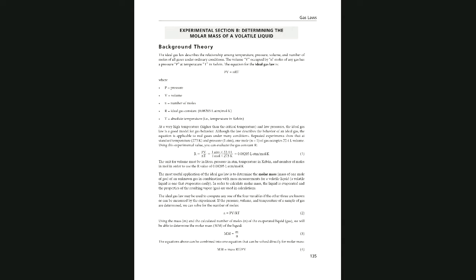So I just want to look at the variables first. R is the ideal gas constant, a constant value for the ideal gas law: 0.08205 liter atm per mole Kelvin. What does this unit indicate? If we are using this value, the pressure must be in atm, the volume must be in liters, n must be in moles, and the temperature must be in Kelvin.